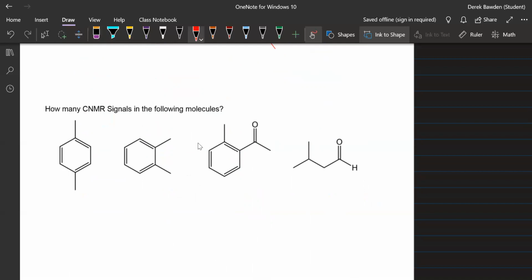The trick for this is to look for any planes of symmetry. So I'll do this first one just so you know what I'm talking about. There's a plane of symmetry going down this way and also across this way. So you're only going to have 1, 2, 3 signals, because everything else is matched on another part of the plane of symmetry. Again, there's going to be another plane of symmetry, so whatever ones you have on the top will be matched on the bottom. So look for symmetry, determine how many HNMR signals there will be.